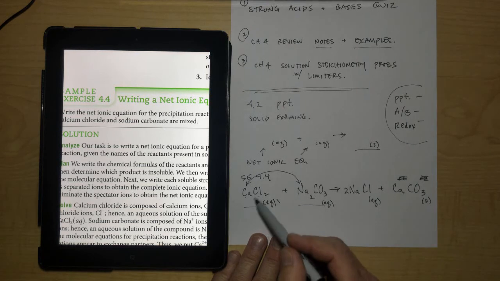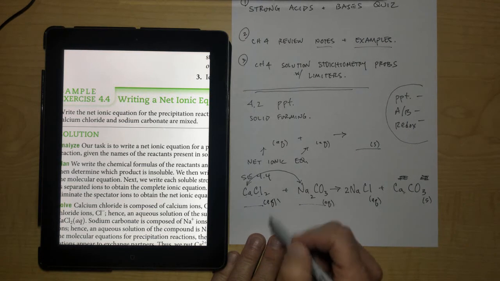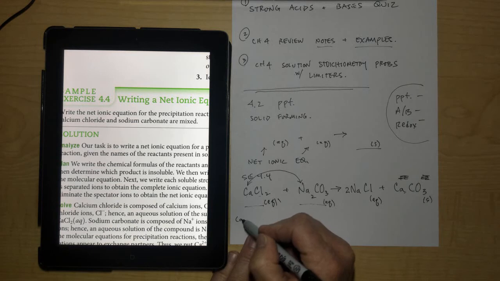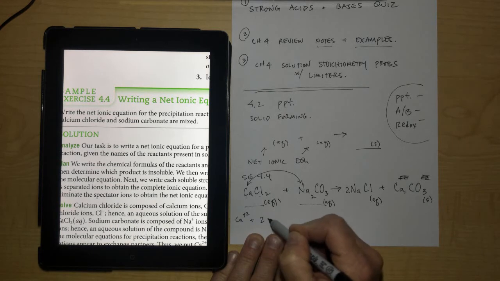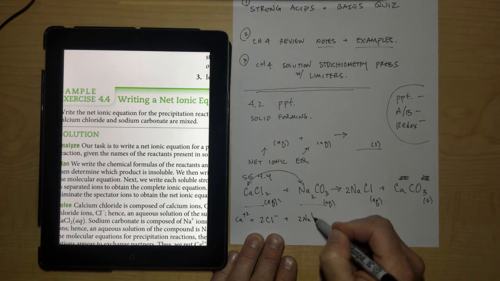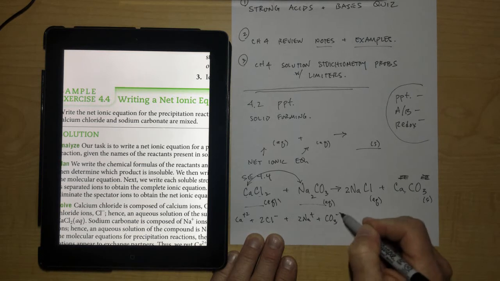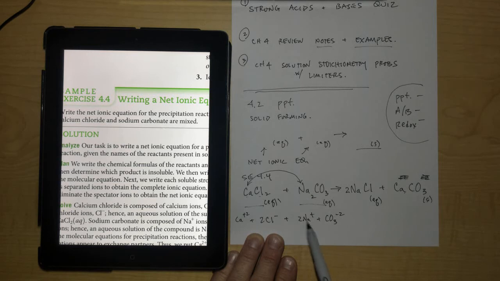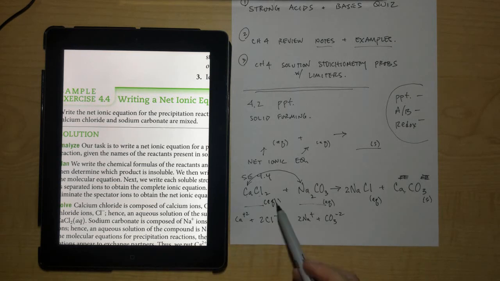Are they strong electrolytes? Well, calcium chloride is, because it's an aqueous salt, so split it up into Ca plus 2 and 2 Cl minuses. Sodium carbonate splits up into 2 Na plus and CO3 2 minus. Notice how the 2 went out front of the sodium and the 2 went out front of the chloride because they're ions now. This 2 is only here because calcium is plus 2, but we know that when it breaks up, there's going to be 2 of those ions.